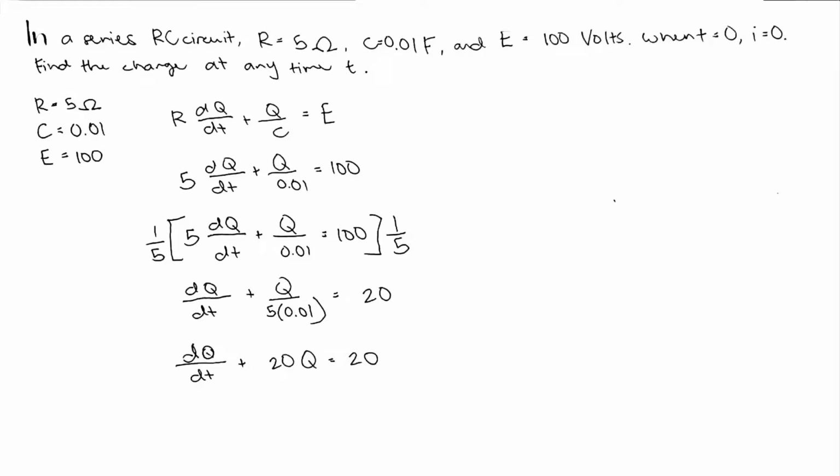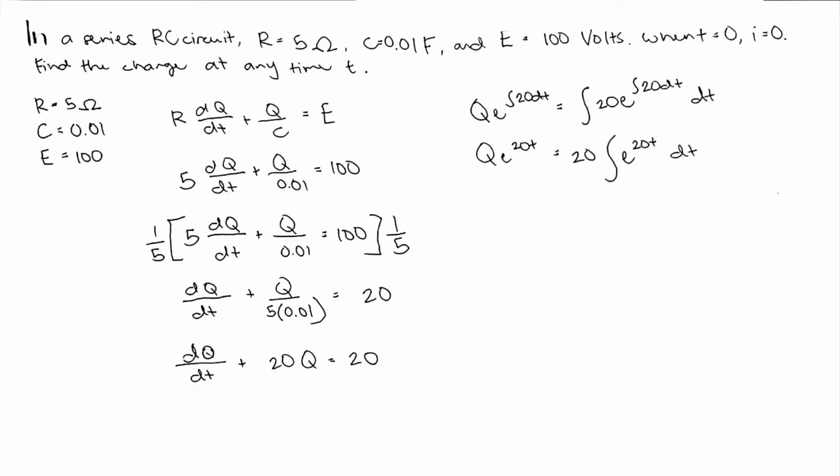We have a linear equation in terms of q, so we have to solve this differential equation by multiplying with the integrating factor e raised to 20t. So q e raised to 20t, integral with respect to time, is equivalent to the integral of 20 e raised to 20t dt with respect to time. Let us now evaluate. Q e raised to 20t is equal to, we can factor out 20 for being constant, the integral of e raised to 20t dt.